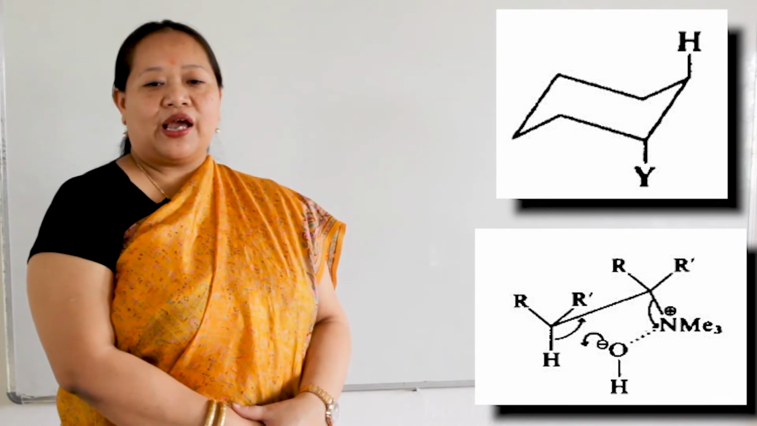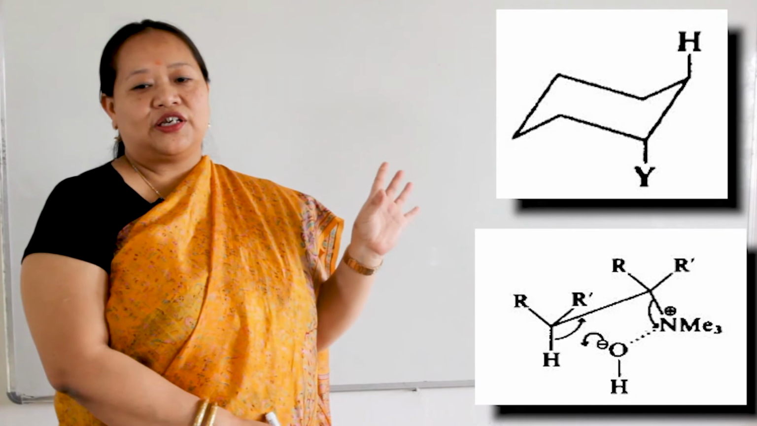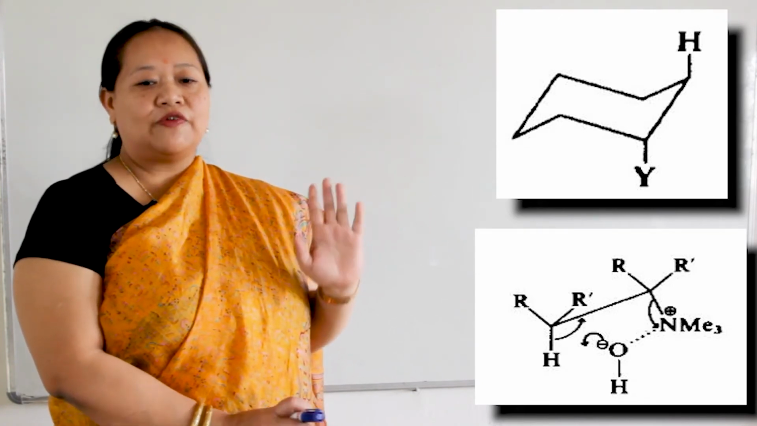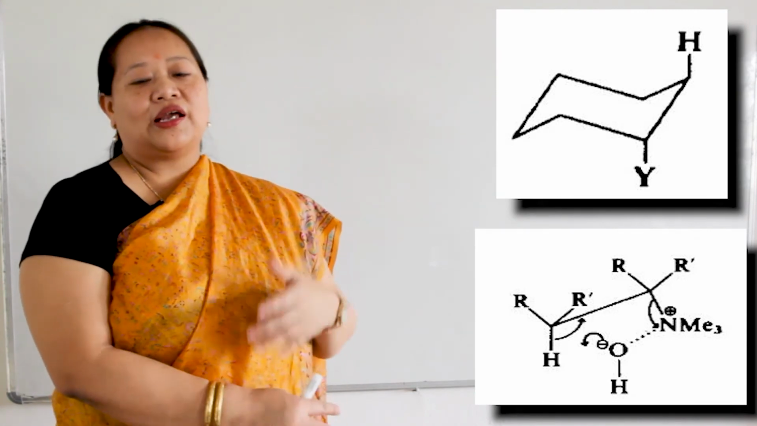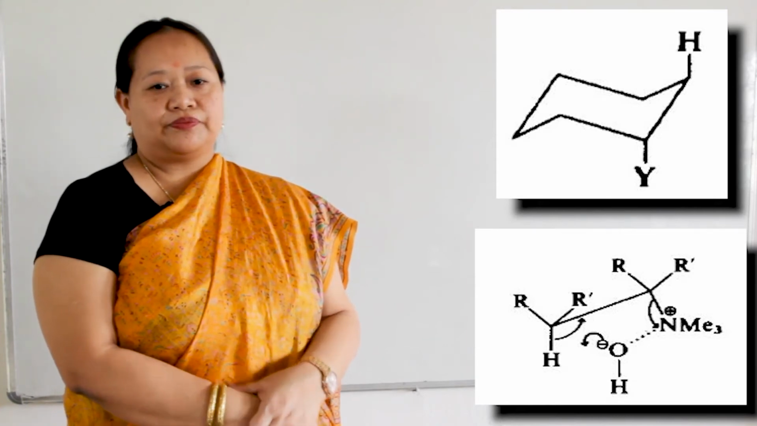It can be explained by the fact that these cyclic compounds can easily achieve the trans diaxial conformation. So the leaving groups are anti in position and they prefer to go by anti-elimination reaction.